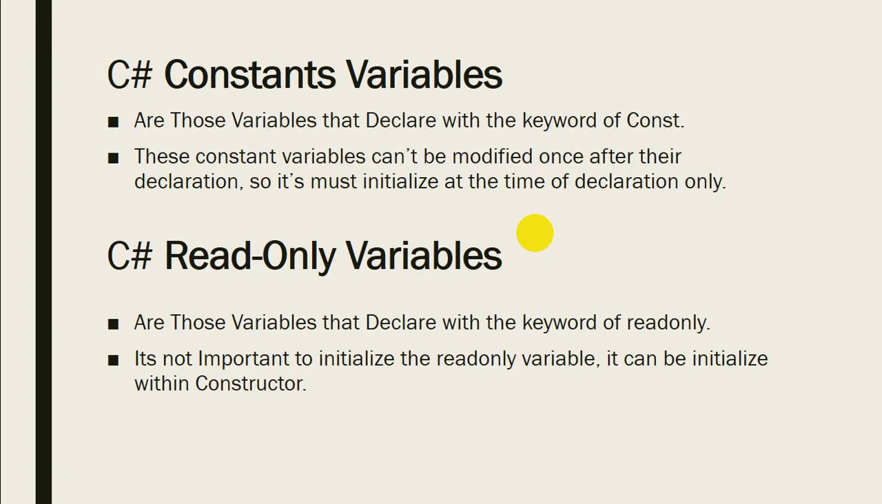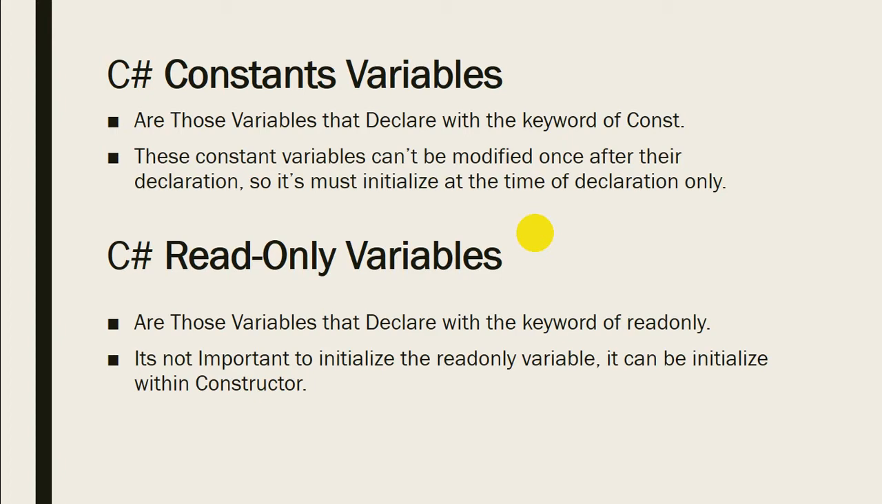This is my 11th video, and in this video I will talk about constant variables and read-only variables. This topic is also related to variable scope. So what is a constant variable, what is a read-only variable, how can we define these variables, and what is the difference between these? A constant variable, as the name suggests, cannot be modified or changed after we initialize the variable.